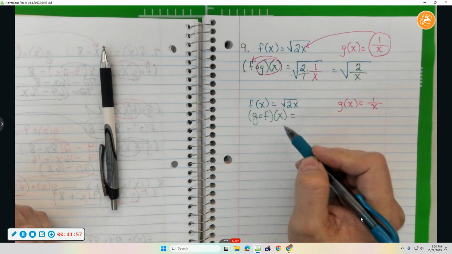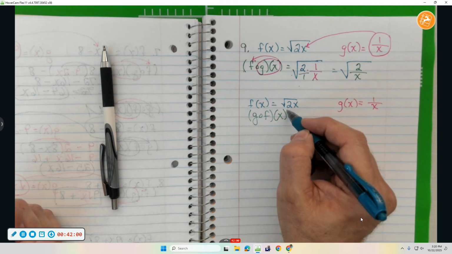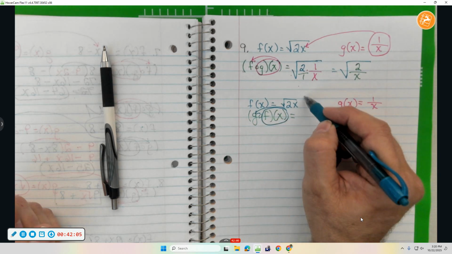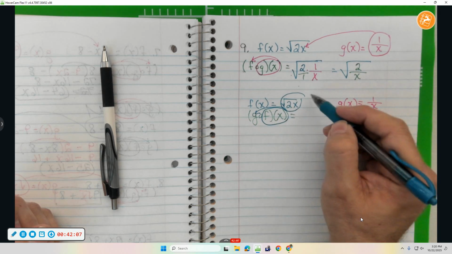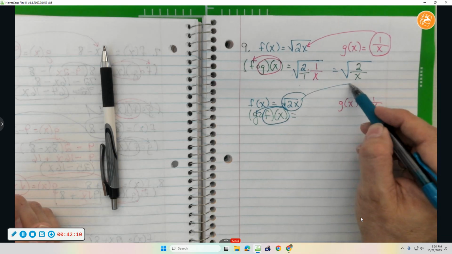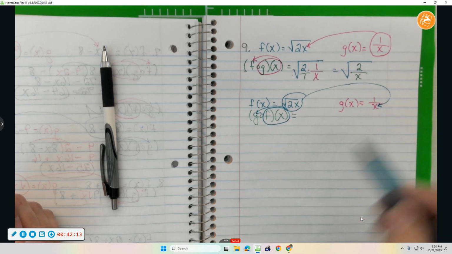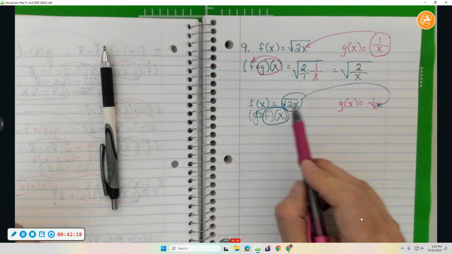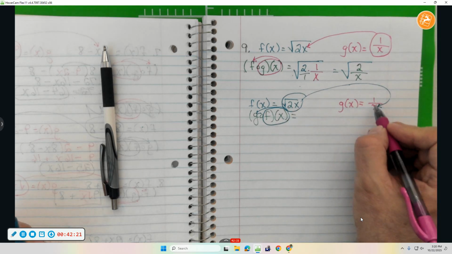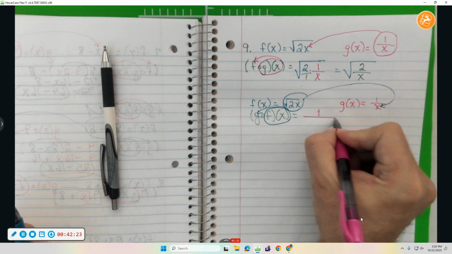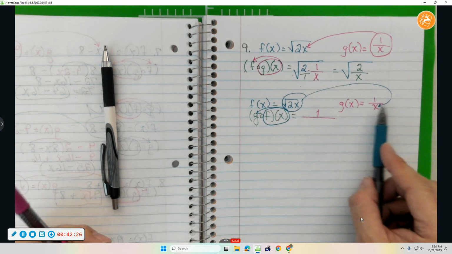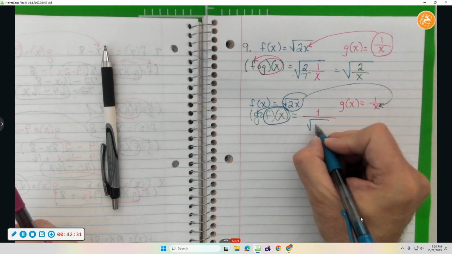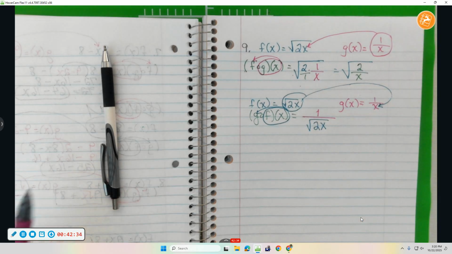Okay, so let me think. What does this mean? g of f of x. That means plug f into g. So I'm going to put all of this, the square root of 2x, in place of the pink x. So I'm replacing this pink x with the square root of 2x. So we still have the pink 1 over, and instead of the pink x, I write square root 2x.